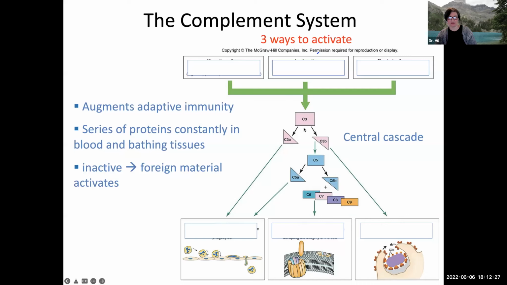Now, how do we turn the light switch on? Well, there are 3 major pathways by which we can activate the complement. And what are these pathways called? Put that into the chat.